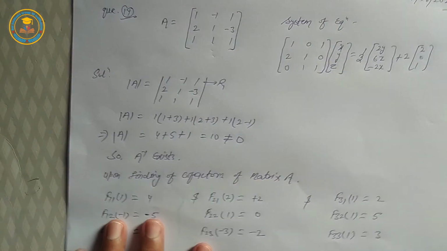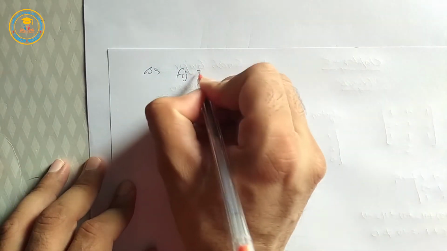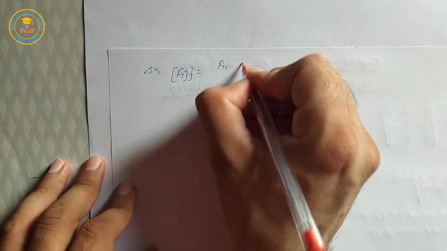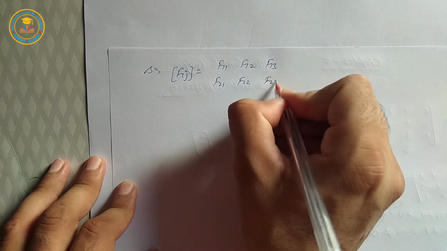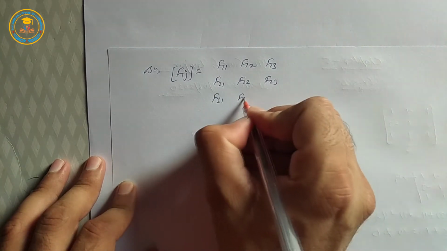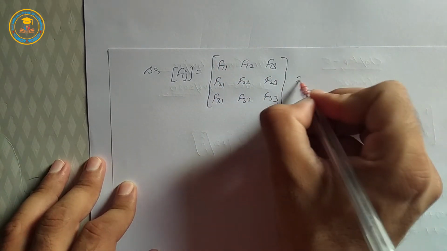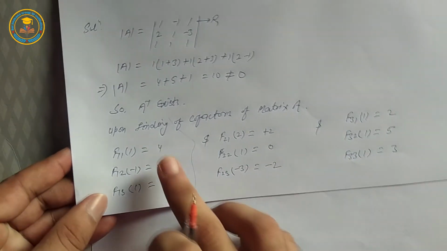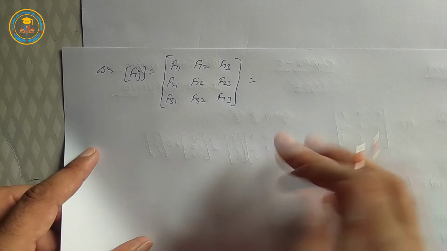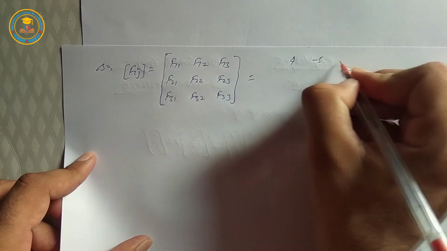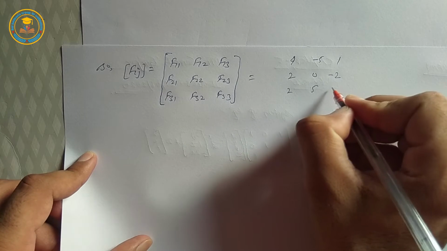So the cofactor matrix Fij is equal to [F11 F12 F13; F21 F22 F23; F31 F32 F33], which is equal to [4 -5 1; 2 0 -2; 2 5 3].